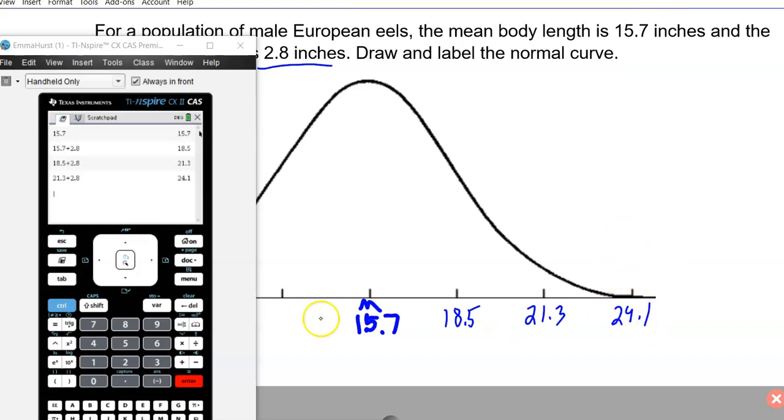And let's go the other way as well. So let's go back to, I just like to copy and paste here. So 15.7. I'm going to subtract 2.8. Hopefully I did 2.8 before. That's 12.9.